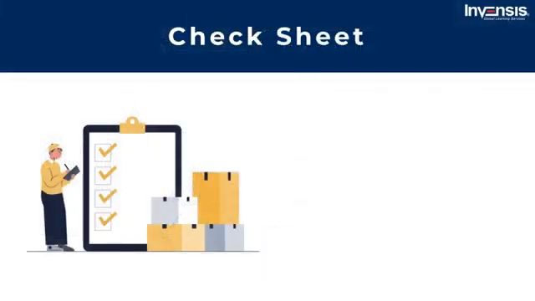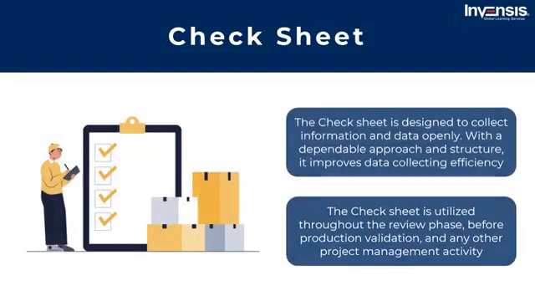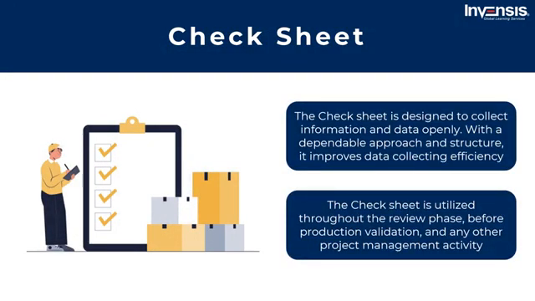Moving on, the second is the check sheet. The check sheet is designed to collect information and data openly. With a dependable approach and structure, it improves data collecting efficiency. It also considerably reduces data collection efforts. Rather than theoretical numbers and things, this data gathering is based on facts and figures. Furthermore, this technique generates outputs that are stored in a distinct data format that may be reviewed at any time. The check sheet is utilized throughout the review phase, before production validation, and any other project management activity.